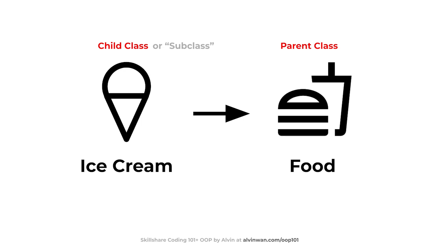Now, here's how inheritance works. For all food, we expect to have the eat method. Since ice cream is a child class of food, ice cream automatically inherits the eat method. You can add as many child classes of food as you want, and all of them will inherit the same eat functionality. Let's repeat this analysis with another example.